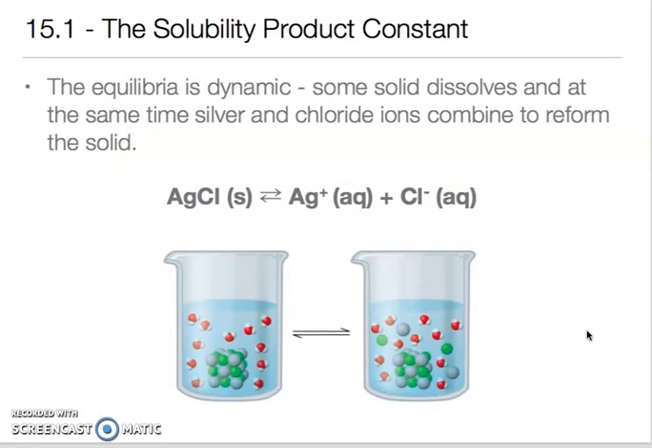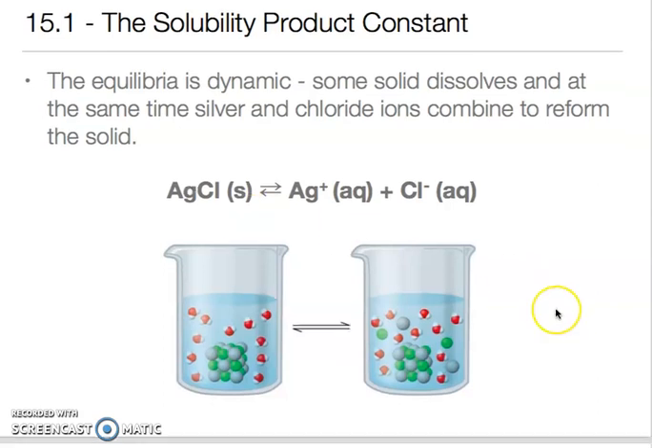So the solubility product constant is a dynamic equilibrium. What that means is some solids are dissolving, and at this very same time, silver and chloride ions recombine to form the solid. So we've reached a state of equilibrium where the rate of our forward reaction, the dissolving of my solid, is equal to the rate of my reverse reaction, where the ions are reforming to form my solid. So there's always a constant concentration of my solid precipitated out of solution and my ions dissolved in solution.